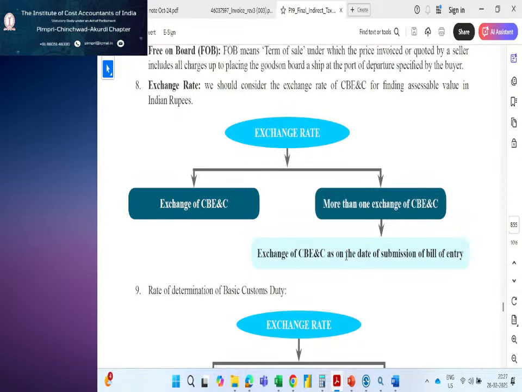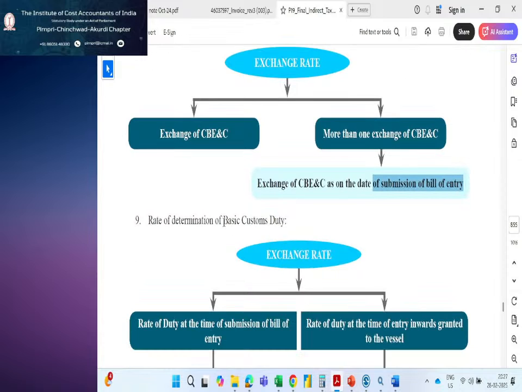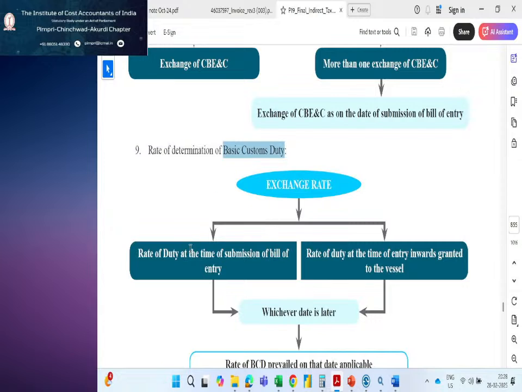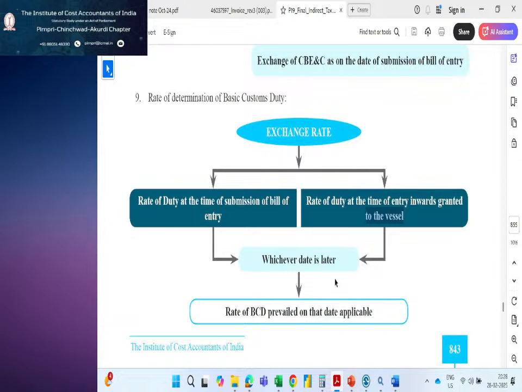So this is very important. With the previous problem, we have seen the presentation of the shipping bill, the same as the date of submission of the bill of entry. The customs duty, we have multiple customs duties. So which customs duty do we need to consider? The rate of duty at the date of submission of the bill of entry, or the time of entry inwards granted to the vessel. Whichever date is later, the rate of BCD prevailing on that date is applicable.